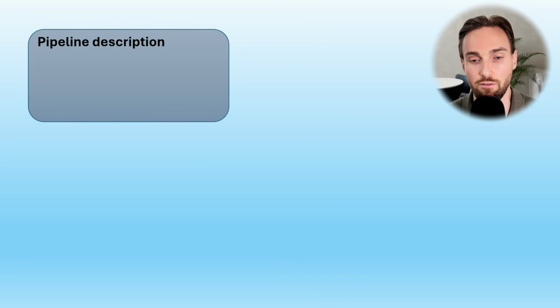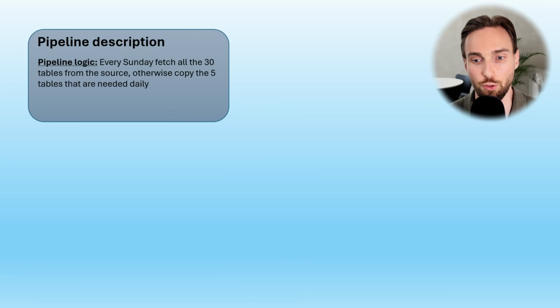Next, let's cover in more detail how this expression evaluation works and how it is decided which branch to use. Our pipeline logic for this imaginary situation is that on every Sunday we want to fetch all the 30 tables from the source, otherwise we will just copy the 5 tables that are needed daily. Our run schedule for this pipeline is every day at 5 AM UTC time.